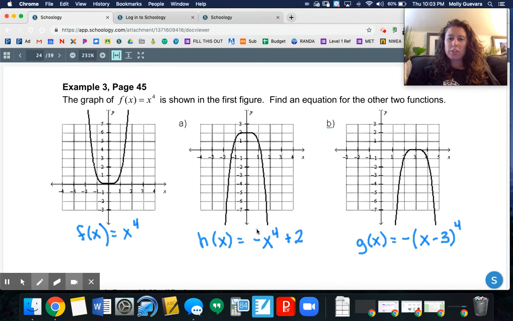I want you to try example 4 as well. So go ahead and hit pause on the video and try example 4. Find what the parent function is, find what has happened to the function, and then see if you can write the equation. And I will see you in a second.